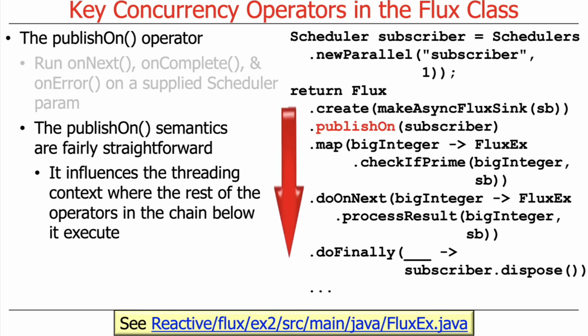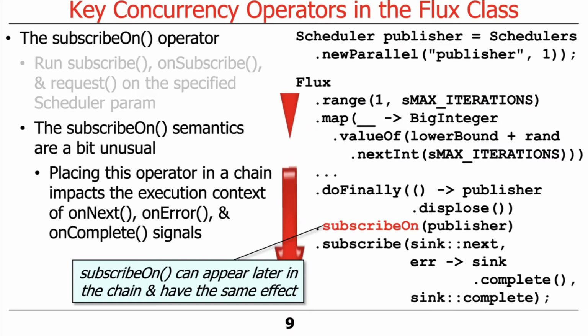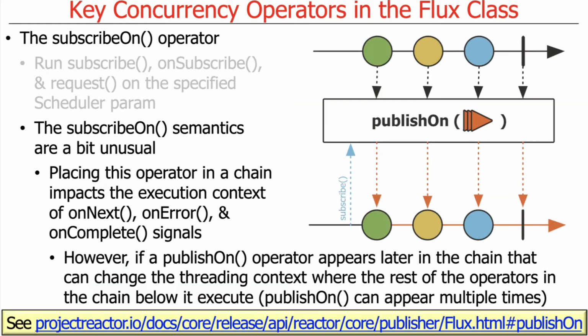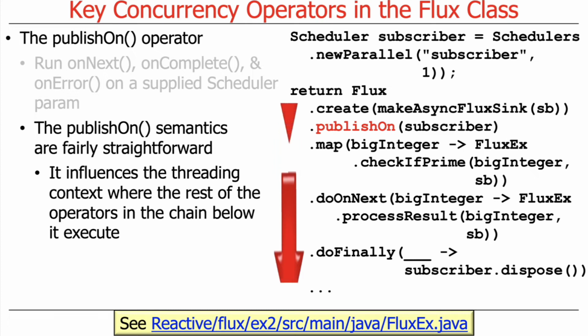The way that publishOn works is it influences the threading context where the rest of the operators in the chain below it will execute, up until you run into another publishOn, which you may never run into, but if you do, that then takes preference. So what we're doing in this simple example is creating a stream of data asynchronously using the technique that we just talked about. This is actually the code that is generating the data. It's the publishing code. And then over here, the create method is going to create this stream of basically BigIntegers that are coming from a background thread.